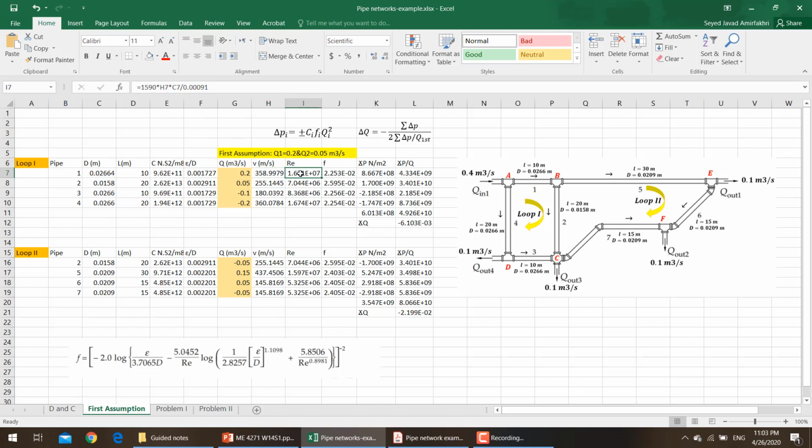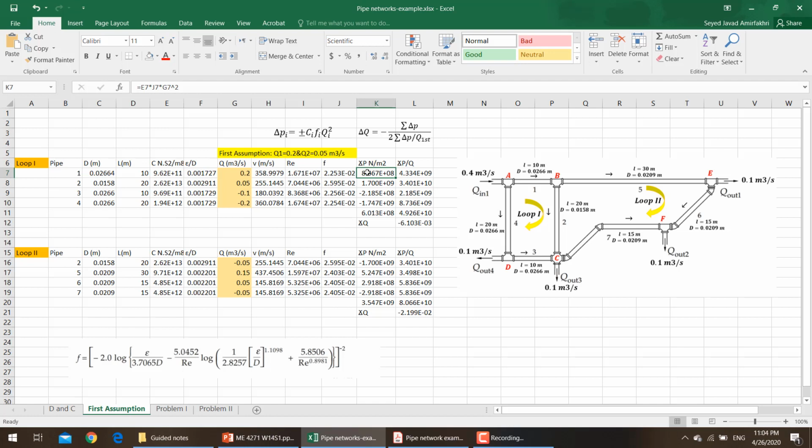Correct? So again, the Reynolds number would be a positive value for all pipes. In this case, all Reynolds numbers are actually more than 2000. So the flow is turbulent, and you can use the Chen equation to find the friction factor for all pipes. The next step, you need to find the delta P for each pipe.